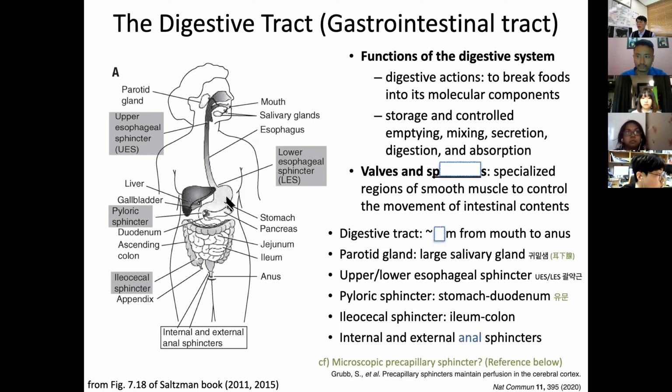So after this, you see there are valves in here. The valves and sphincters are a specialized region of smooth muscle to control movement of intestinal content.